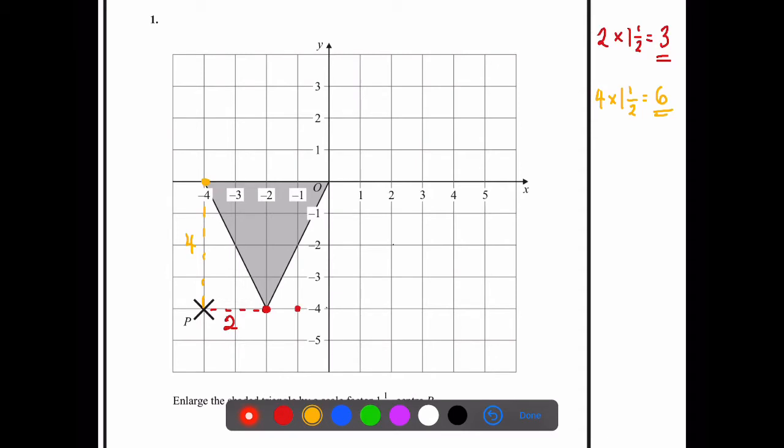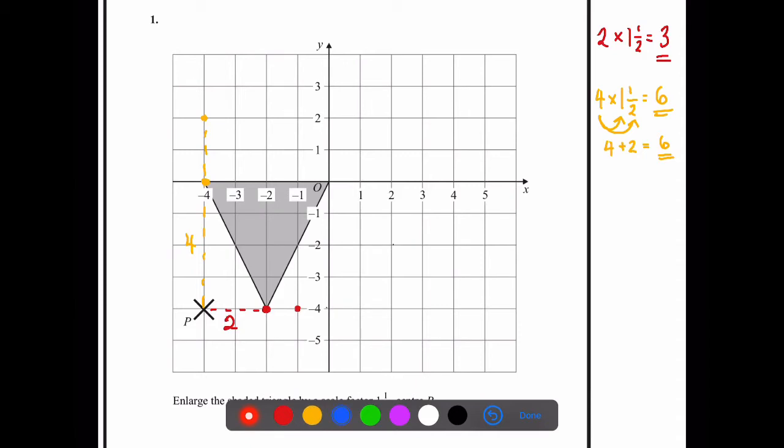Sorry, if I did that a bit too quickly, I'll just show you that again. Without a calculator, to do 4 times 1.5, you would do 4 times 1, which is 4, and then 1/2 of 4 is 2, so you add them together to give you 6. So instead of going up 4 spaces, we're going to go up 6 spaces, so 4, 5, 6, which is there. So that would be our new point.